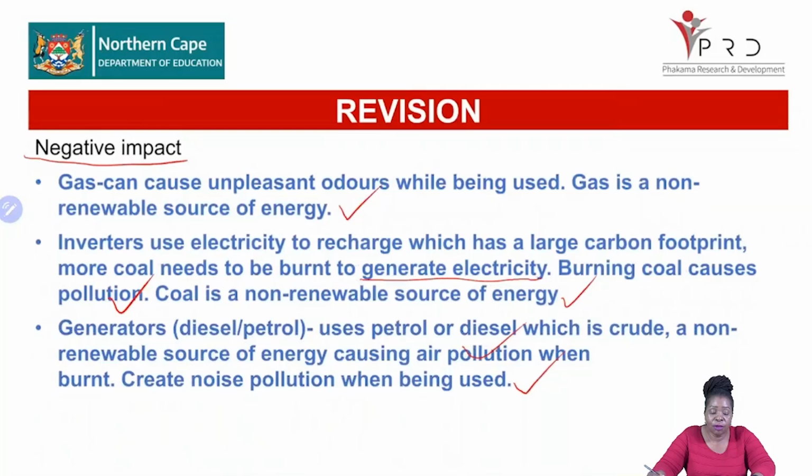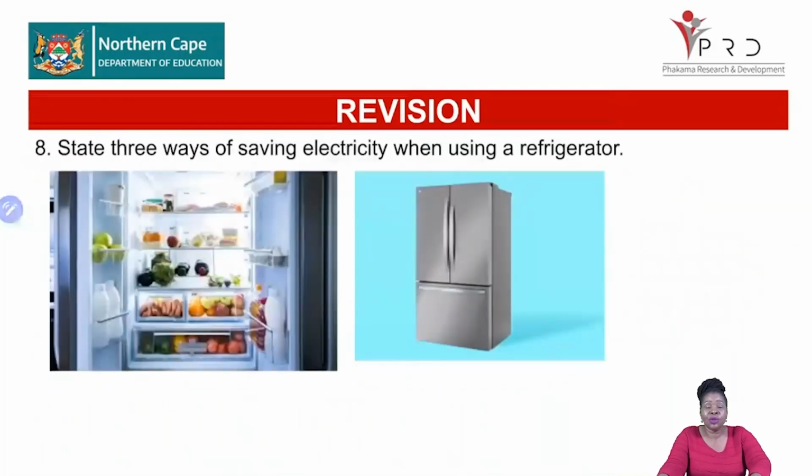Right. Let's move on to the next question, which is question 8. Says, state 3 ways of saving electricity when using a refrigerator. Right. Let's answer question 8, then we can move on to the solutions.